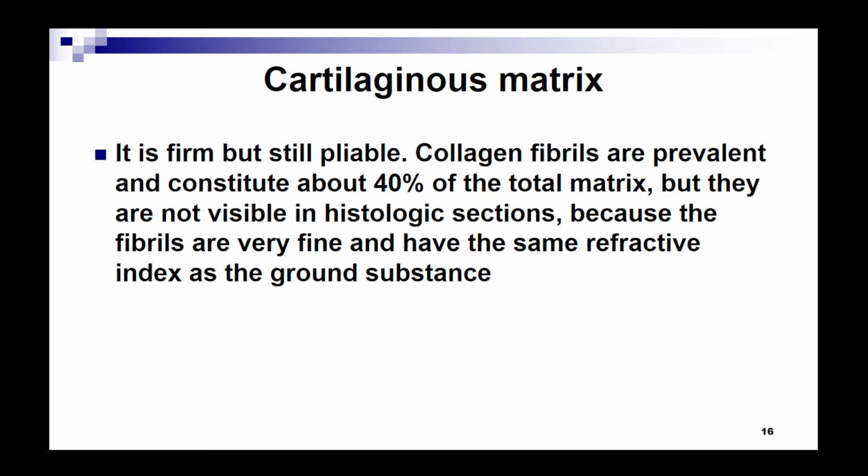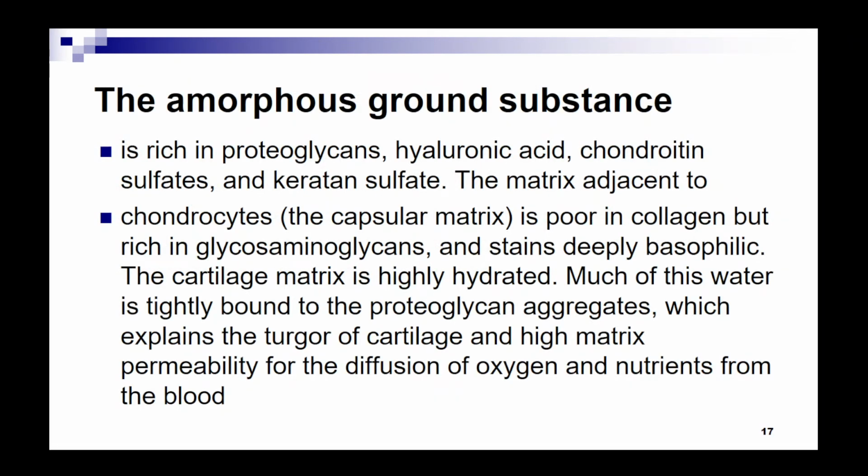Collagen fibers are prevalent and constitute about 40% of the total matrix, but they are not visible in a histological section because the fibrils are very fine and have the same refractive index as the ground substance. The amorphous ground substance is enriched in proteoglycans, hyaluronic acid, hyaluronan, chondroitin sulfates, and keratan sulfate. The matrix adjacent to the chondrocytes, the capsular matrix, is poor in collagen but rich in glycosaminoglycans and stains deeply basophilic.